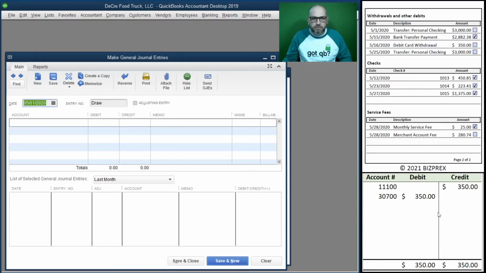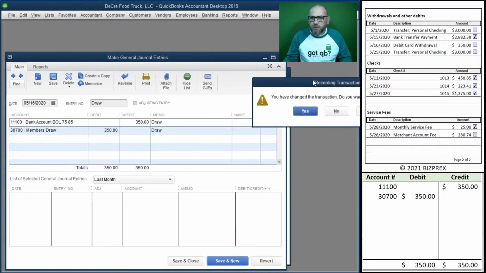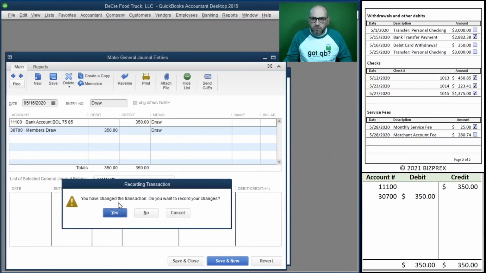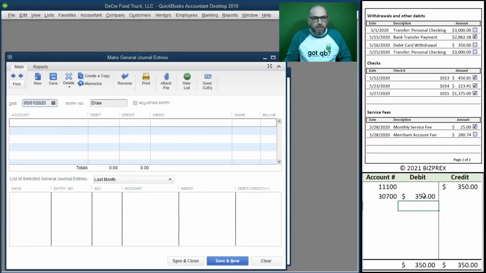Save and new. Uh-oh, let's go back for a second, right? The date. So let's correct it. We left the old date. Again, pay attention to the dates. Save and new. Again, it's going to ask us, do we want to save the changes? Yes, we do. All right, and we have one more.